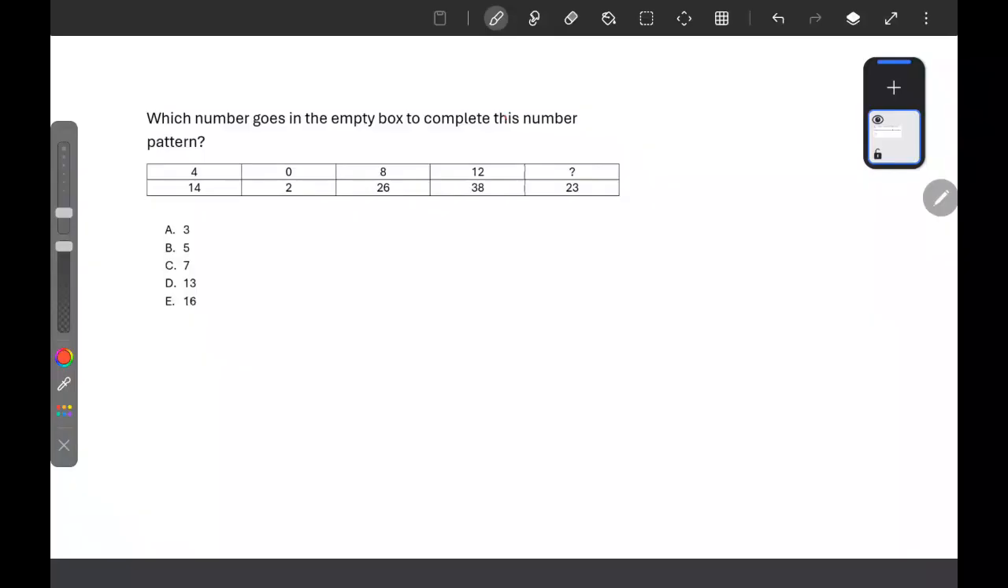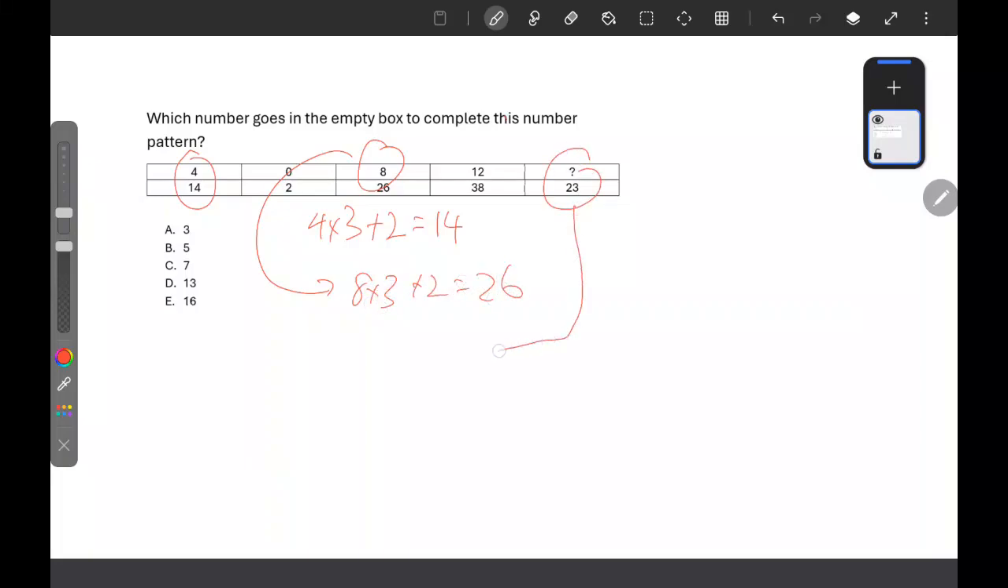Okay, let's find the rule. Look at the first column. How do we get from 4 to 14? If we multiply 4 by 3, we get 12, then add 2, that's 14. Let's check. 8 times 3 is 24, plus 2 is 26. It works. So the rule is top number times 3 plus 2 equals bottom number.